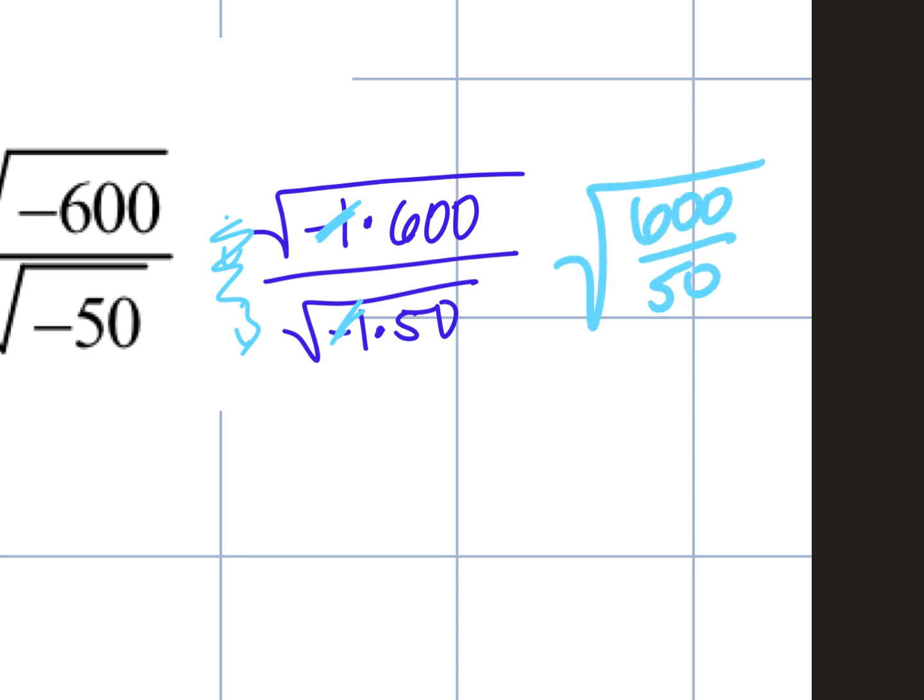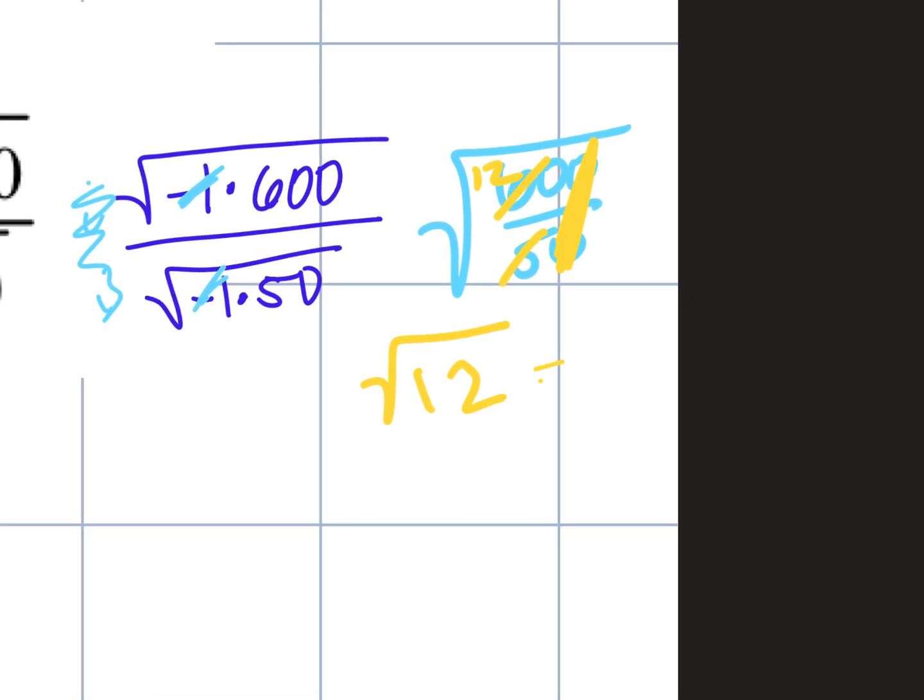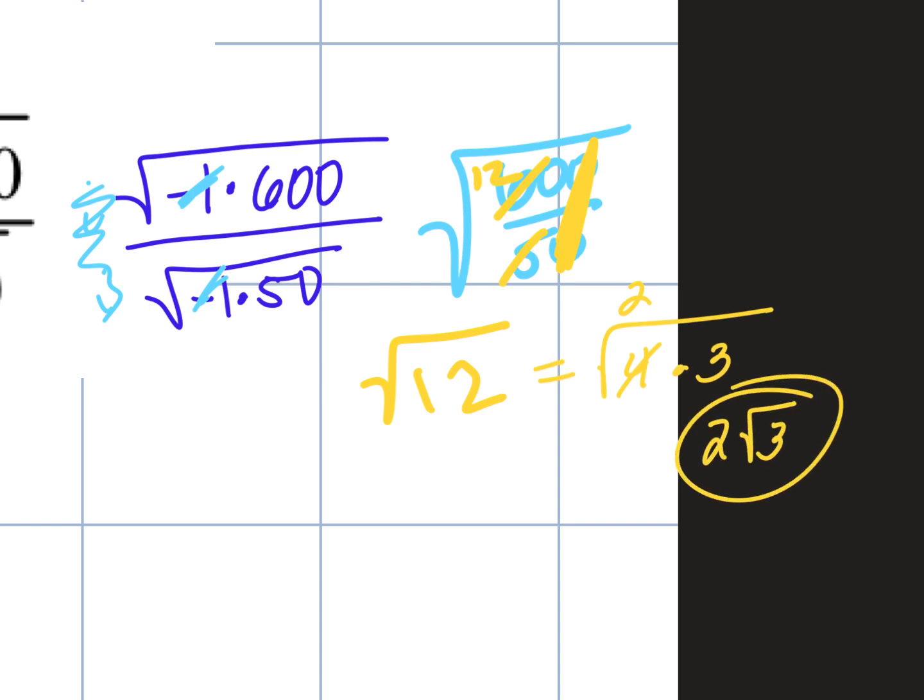You can separate it or you can put it together. So I'm just going to go ahead and divide by 10 right here. So now I have 60 divided by 5, which is, 5 goes into 5 once, 5 goes into 60 12 times. So I have the square root of 12. And we would never leave our answer like that. 12 is the same as 4 times 3. So I'm going to take out my square root of 4, which is 2. So my answer here is 2 square root of 3.